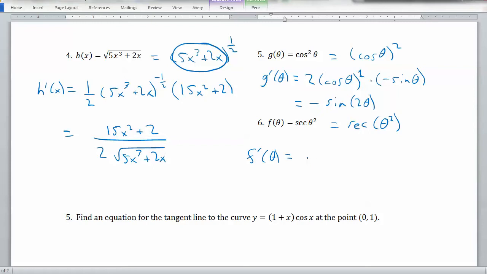Derivative of secant. Do I remember that one? I think it's secant tangent. It's been a little while. So secant of the inside times tangent of the inside. Don't be afraid to put the theta squared in both places there. And then times the derivative of the inside. So just times 2 theta. And that's it. That's the answer.